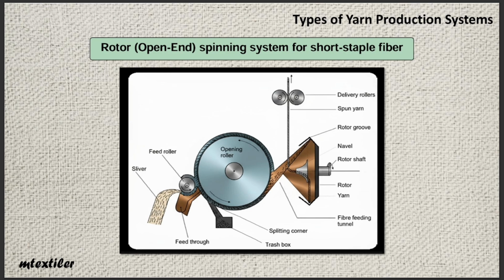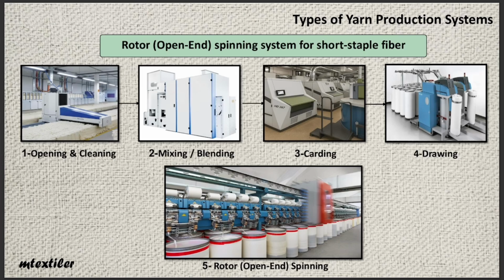In this slide, the production process can be seen via the equipment chain: opening and cleaning, mixing, blending, carding, drawing, rotor open-end spinning. This yarn has lower strength compared to ring yarn, and generally is not used for high-quality fibers. It is often intended for producing thicker yarns and does not have the uniformity of ring yarns.